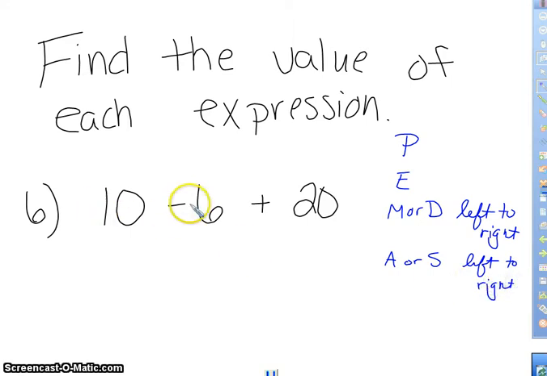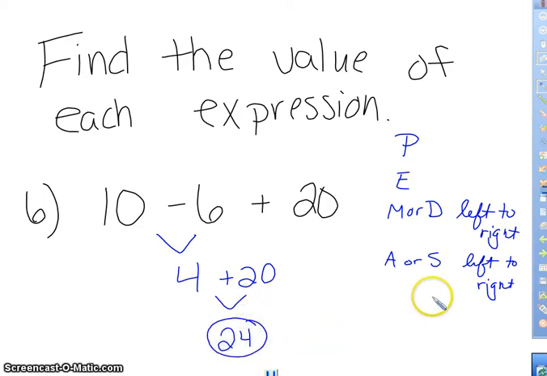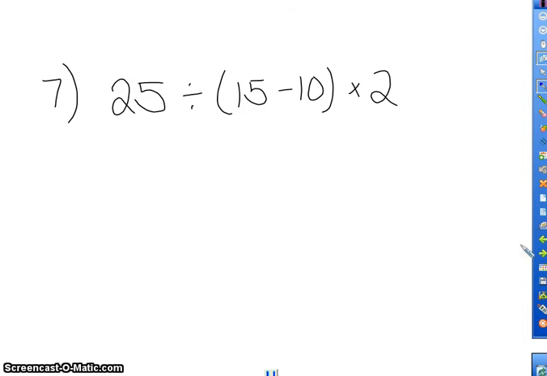Okay, so this only has subtraction and addition, but I know I'm going to start with subtraction because it comes first when I go left to right. So 10 minus 6 is 4. Bring down my plus 20. And now I'm going to add these two together, and my answer is 24. All right, let's go to the next one.